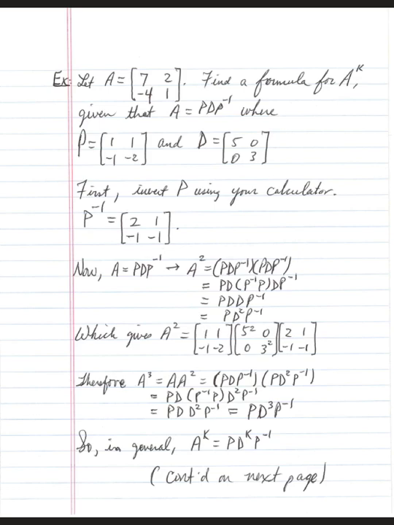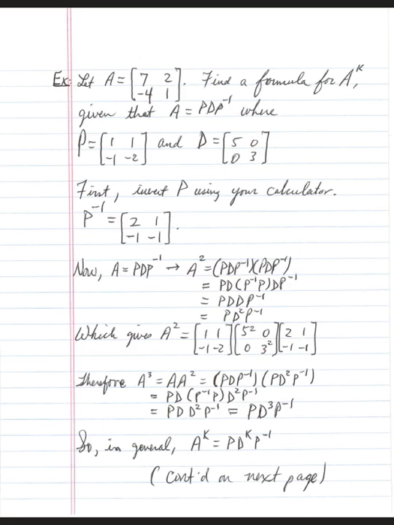Now, since matrix A was P times D times P inverse, we can go ahead and claim that A squared is going to be A times A. Since P is invertible and using the associative property, we can group P inverse and P together, and that's going to turn into an identity matrix. That leaves us with P times D times D times P inverse. Well, that's D squared. So A squared is equal to P times the diagonal squared times the inverse.